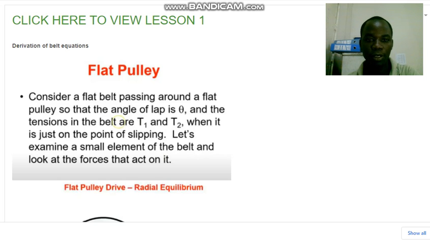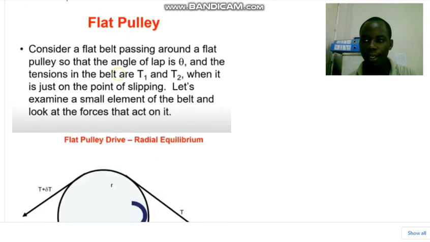Today's lecture is about flat pulley derivation. We are going to derive the equations that are responsible for flat pulleys, and we will consider a flat belt passing around a flat pulley so that the angle of lap is designated as theta and the tensions in the belt are T1 and T2. When it is just on the point of slipping, let's examine a small element of the belt.